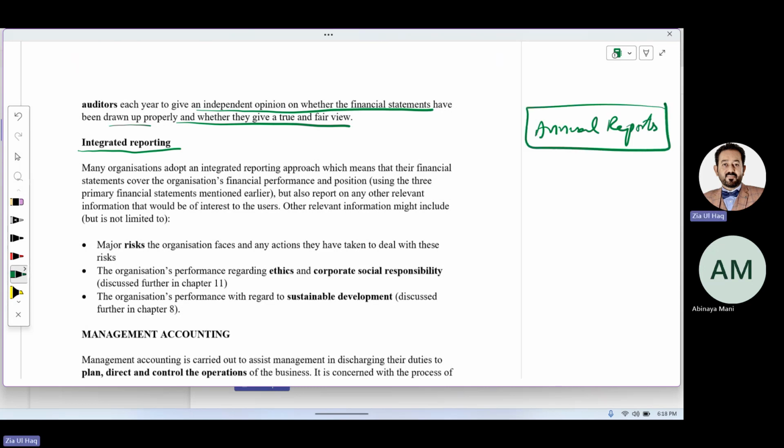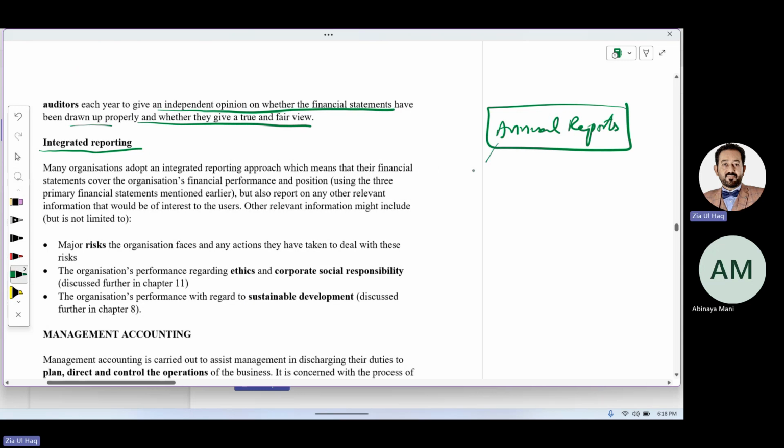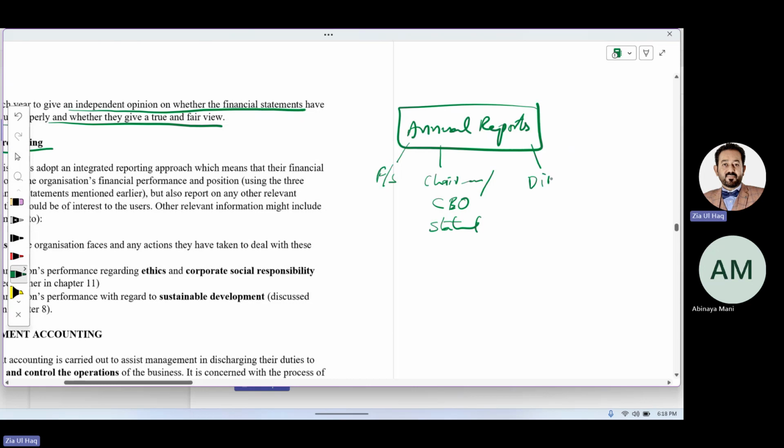Every year, a company produces its annual reports. In annual reports, companies publish financial statements. The company chairman and CEO provide their statement, like how long they have been with this company and what they have done for the best of the company. In the annual report, all directors should also provide their statement, meaning what they have done for the best of the company as well.